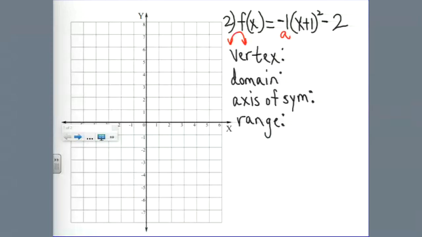Now, to find the vertex, you just think opposite signs for inside the parentheses only. The opposite of a positive 1 is a negative 1. So that's your H. And we don't need to do opposites for K. Whatever K is, whatever the number is on the outside, including its sign, that's K. So this will be negative 2 for K.